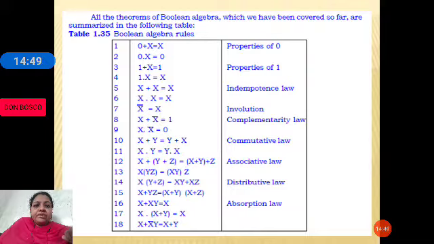So, probably till commutative laws, we will be using most of the theorems many a times, till theorem number 11. So, you have to make sure that you sit, write down all the theorems, and prove them using the perfect induction method and the truth table method, and then it can be asked for some 3 marks.